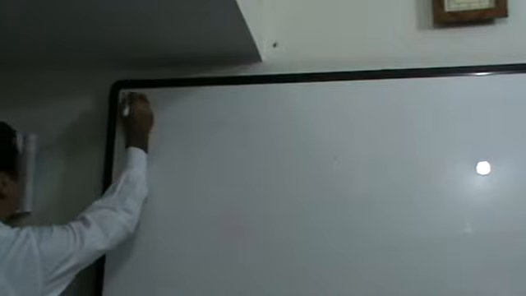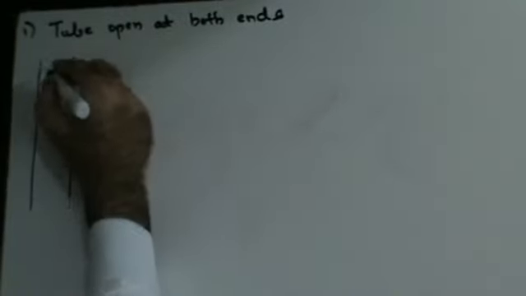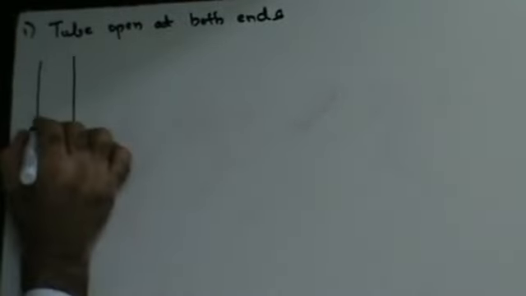Let's start. Last lecture we had seen how stationary waves are produced if the tube is closed at one end. Now let us consider that the tube is open at both ends. Tube open at both ends. If the tube is open at both ends, you would have waves that would be formed.